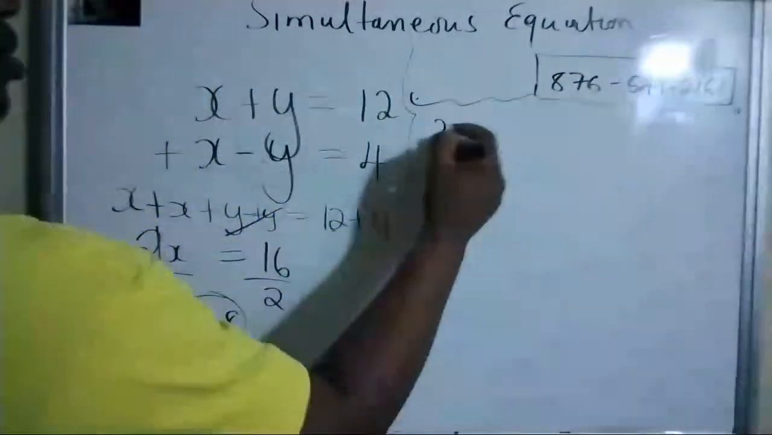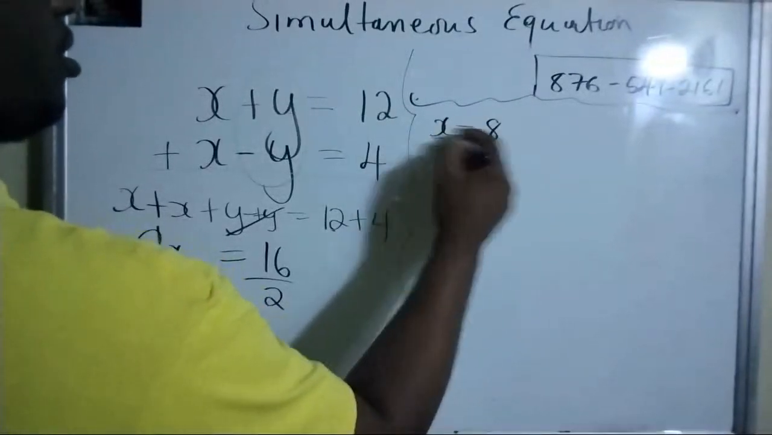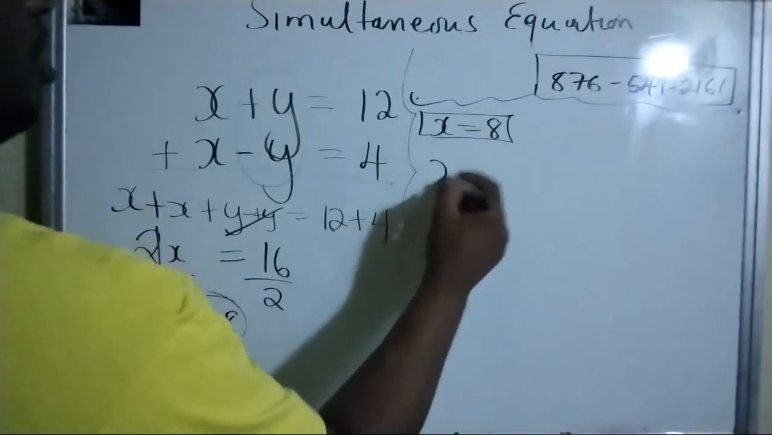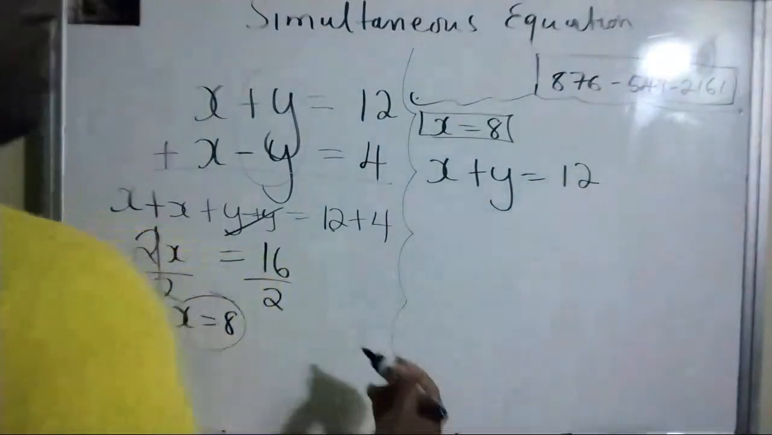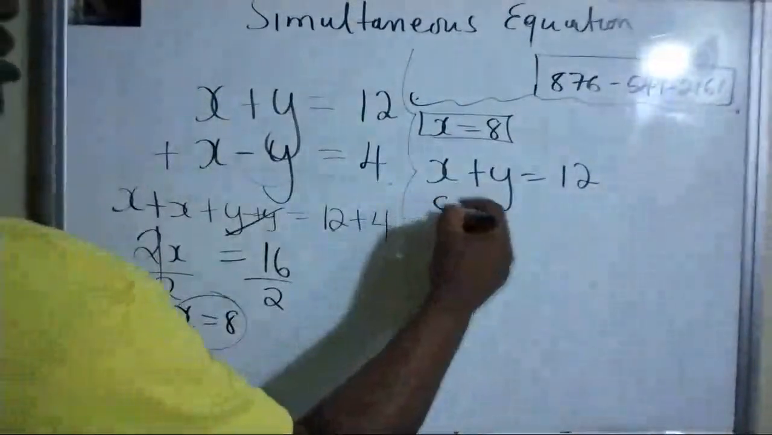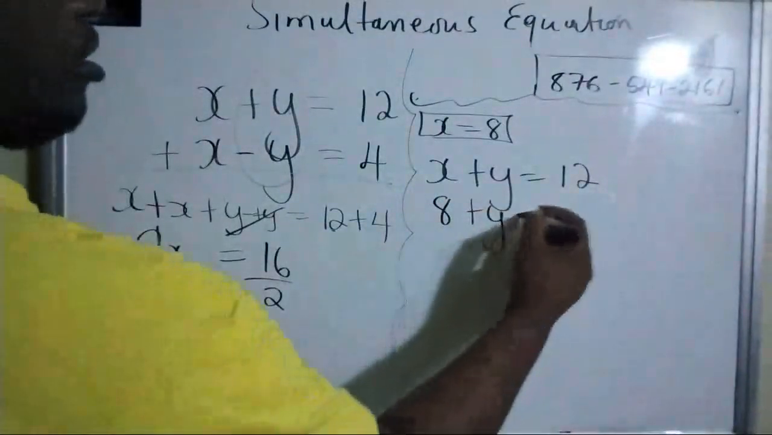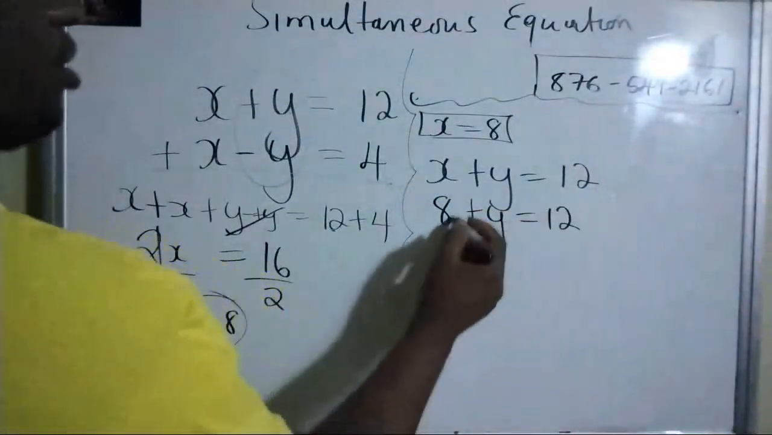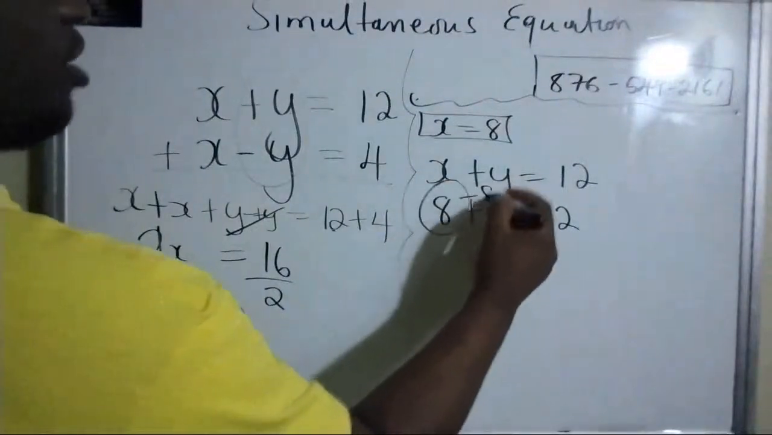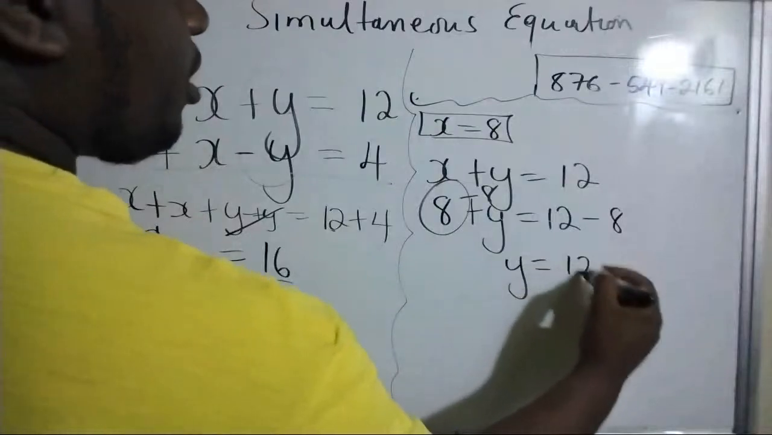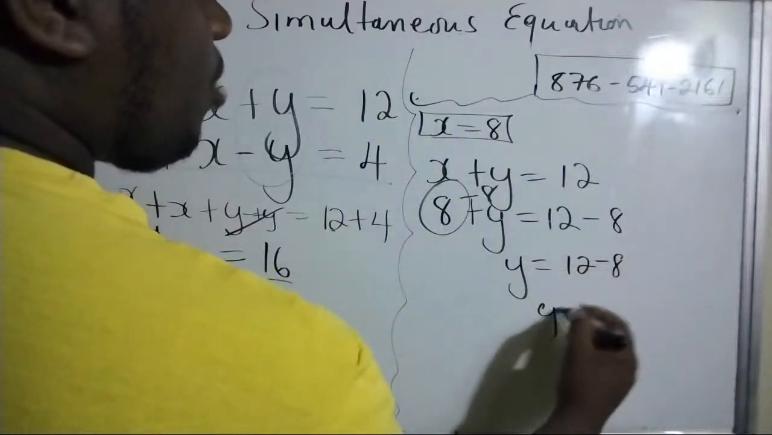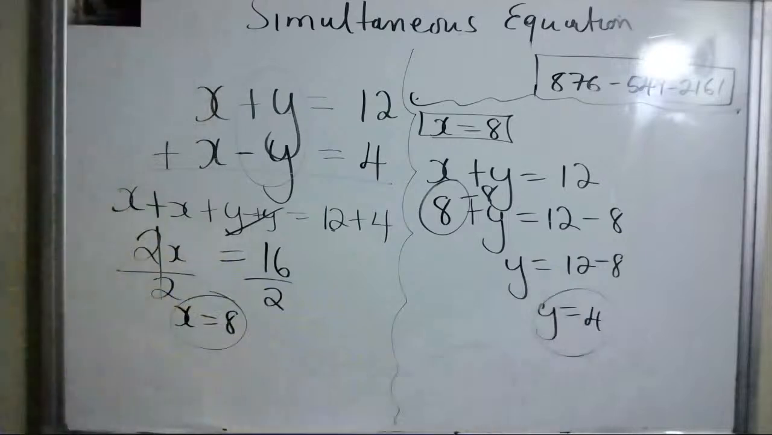So we substitute x equal 8. So we have x plus y equal 12. But we know the value of x, right? So we're going to put it in. So 8 plus y equal 12. And we do the inverse, which is minus 8. So y is equal to 12 minus 8. So y is equal to 4.